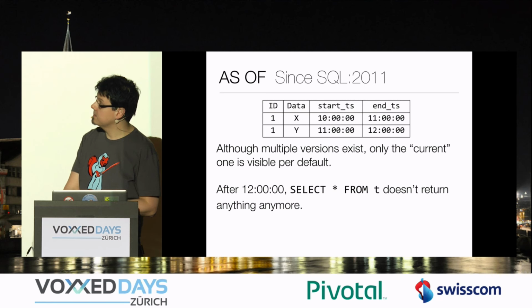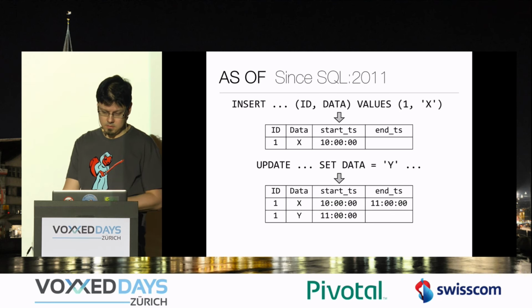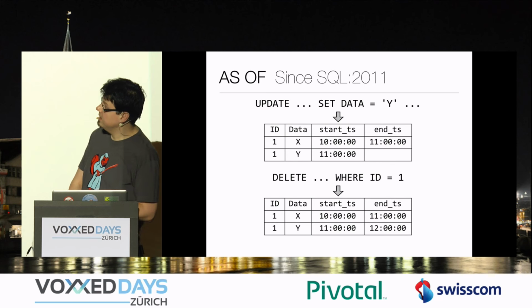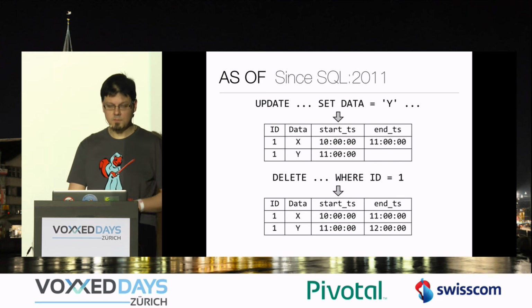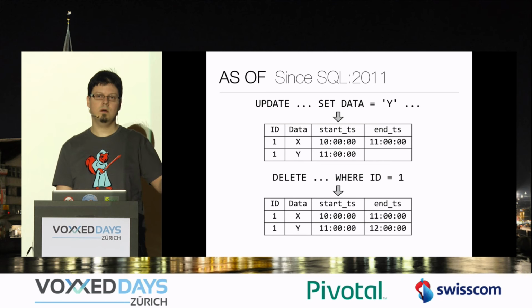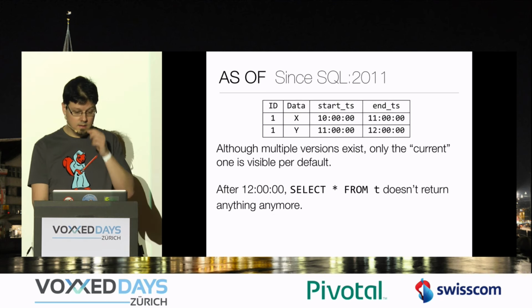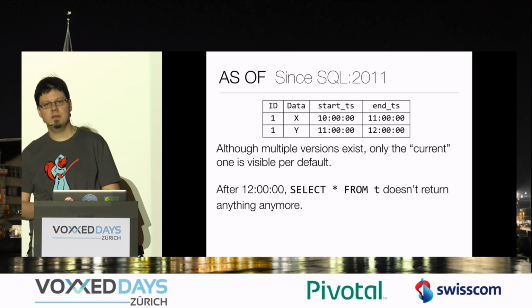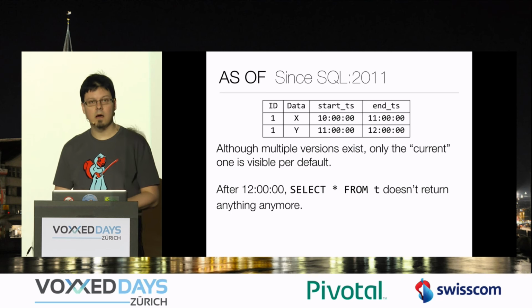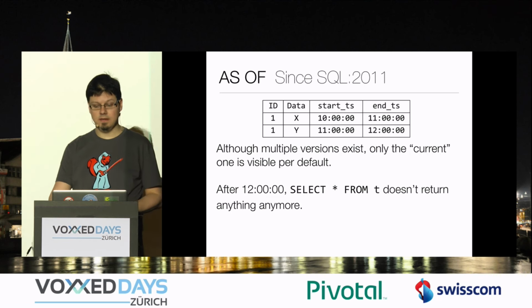Of course, if you delete something, this happens, but it will just set the end timestamp of the second row. You see it here. And the magic is, if you query this table, you won't see the old data. You just see the data as of now, unless you explicitly ask to see old data.